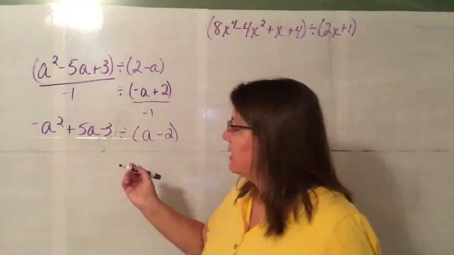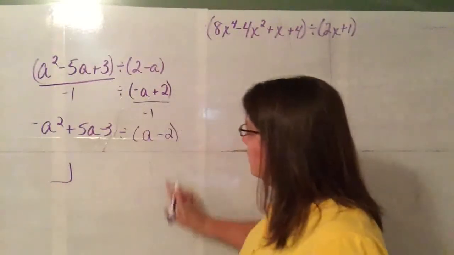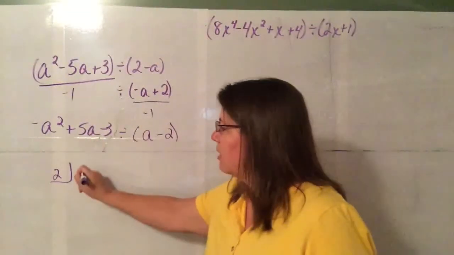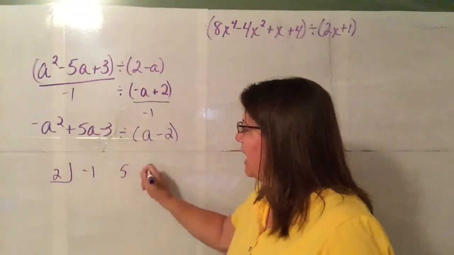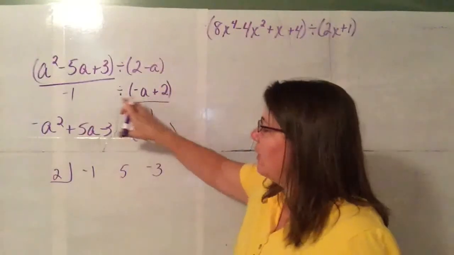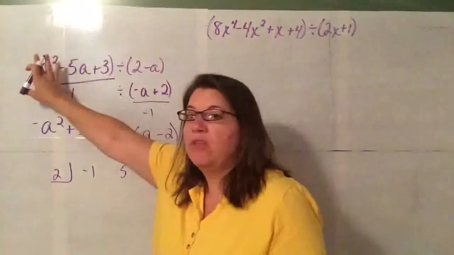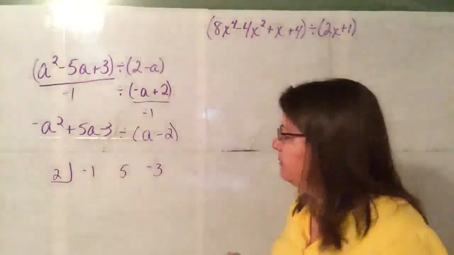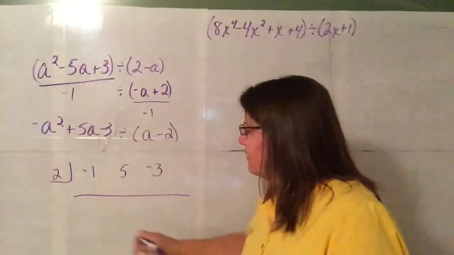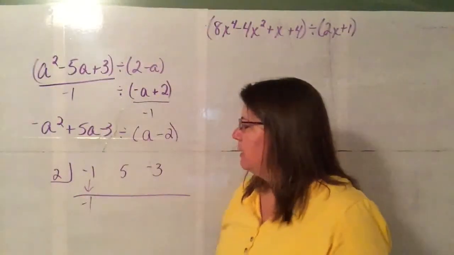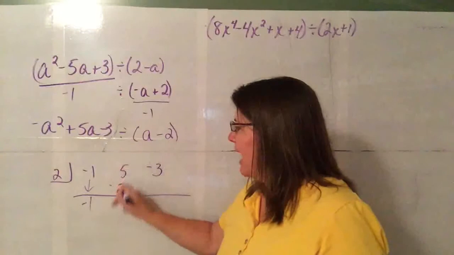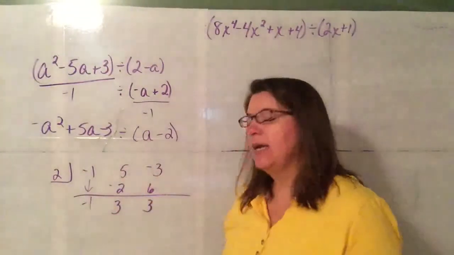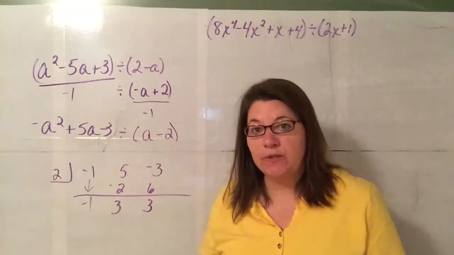All right, so I'm going to set it up. I'm going to do my box. My R value here is now 2. My coefficients are -1, 5, and -3. Notice, after I've divided by -1, I don't use this part anymore. I'm using my new information now, okay? I'm going to leave a little space. I'm going to bring down the -1. I'm going to multiply, that's -2. I'm going to add, that's 3. Multiply is 6. I'm going to add, that's 3. This one has a remainder, which is a little different.